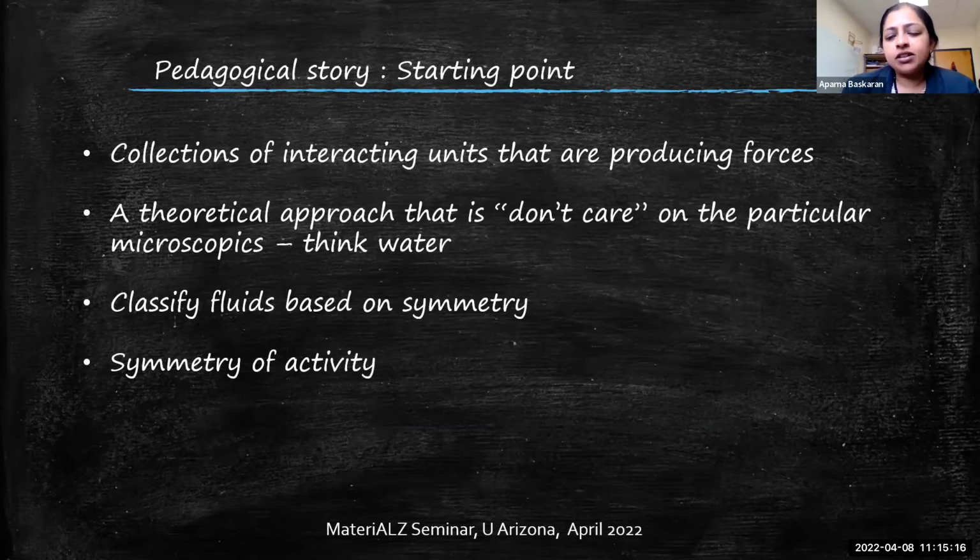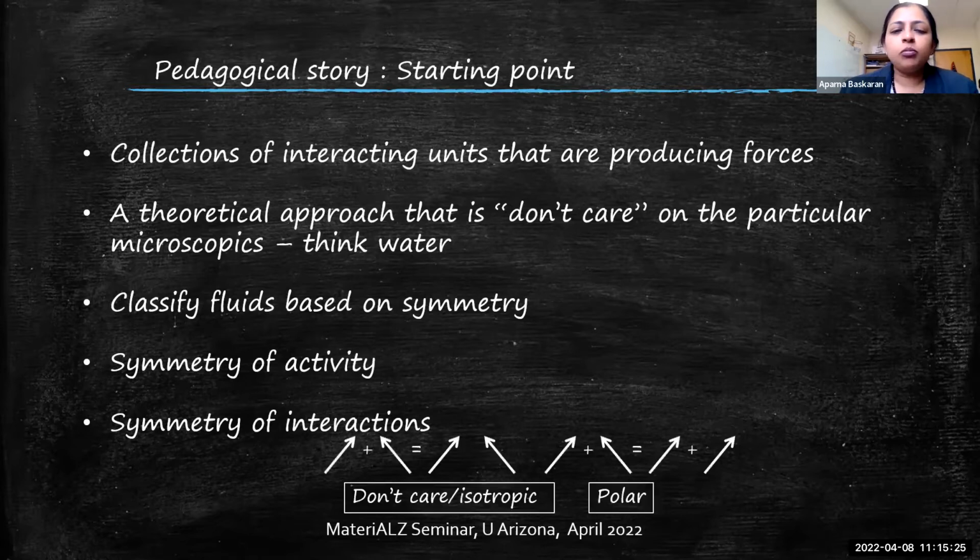Then the second symmetry that I have to consider before I can write down the hydrodynamic description is the symmetry of interactions. What do I mean by that? I mean that if two particles come together and the result of their interaction does not change the active force at all, they keep exerting forces in whatever direction they were exerting before they started interacting with each other, then that would be an example of an isotropic interaction, where the interactions do not reorient the active stress in any way. That is one category.